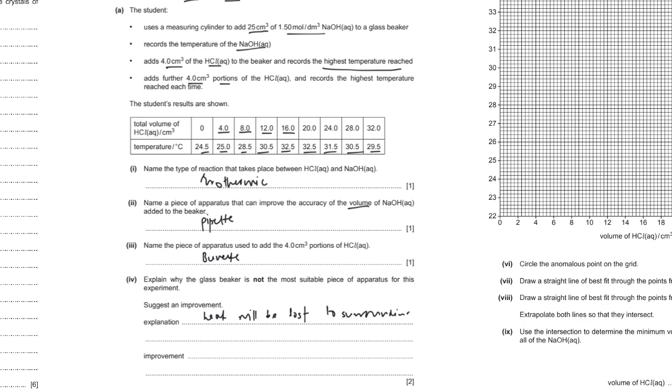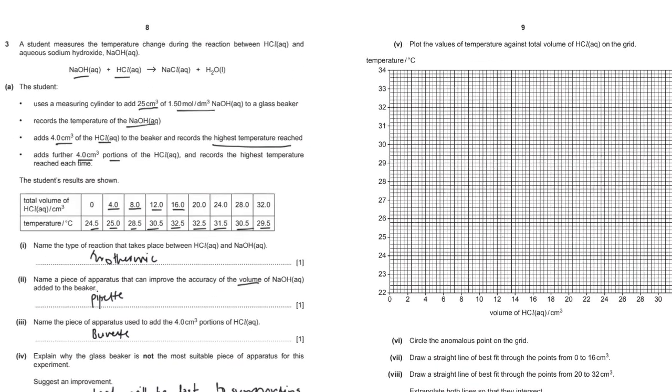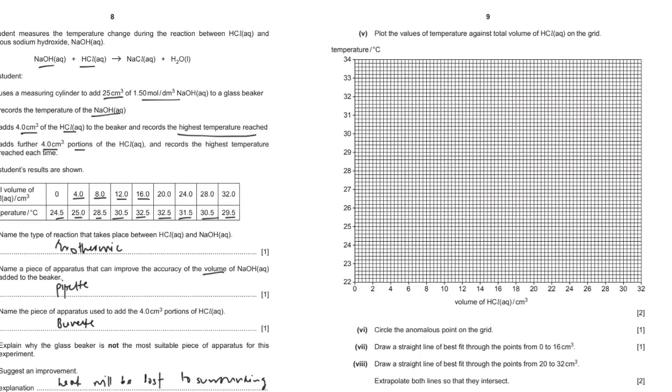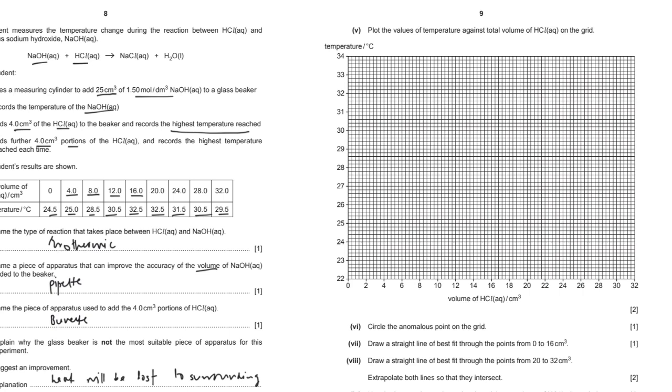What you can do is use an insulation material like a polystyrene cup, or you can also insulate the beaker. You can insulate the beaker, or use an insulated, non-conducting material like a polystyrene cup. Okay, now you'll have to plot it. Temperature is on the y-axis and volume is on the x-axis. Now let's plot it.